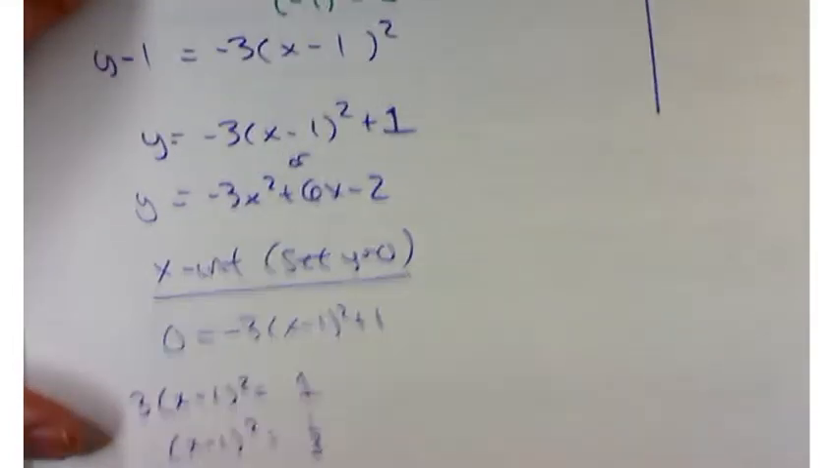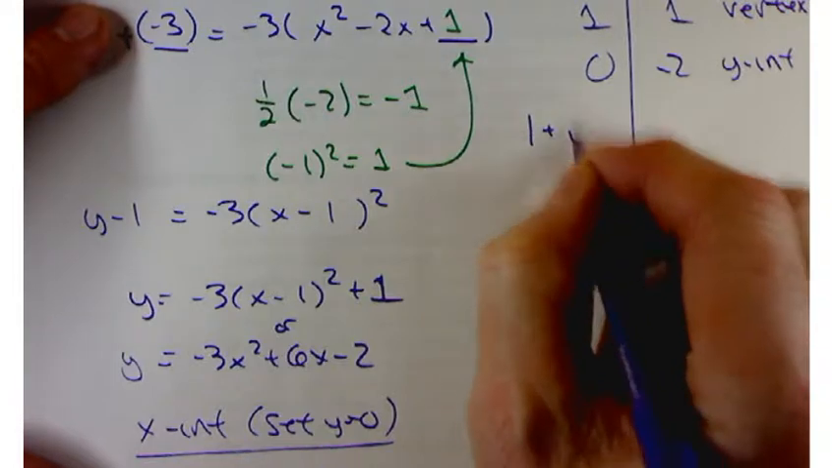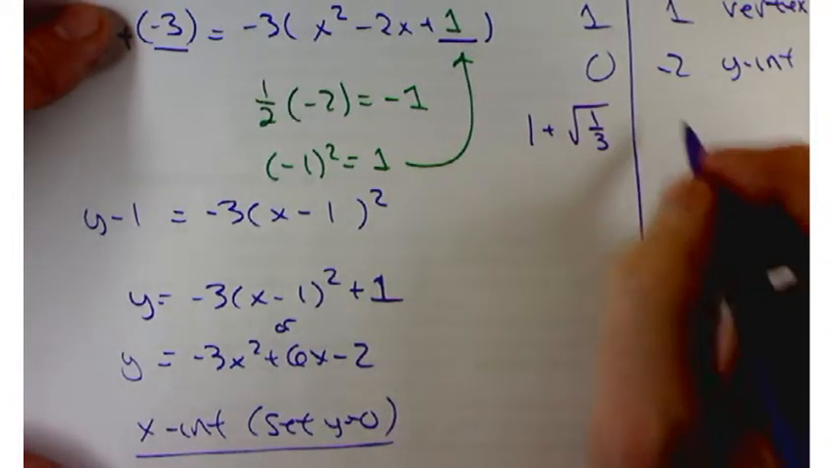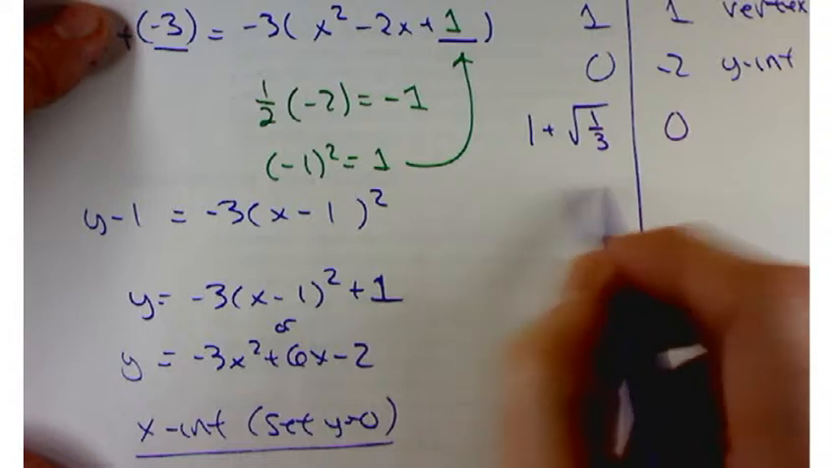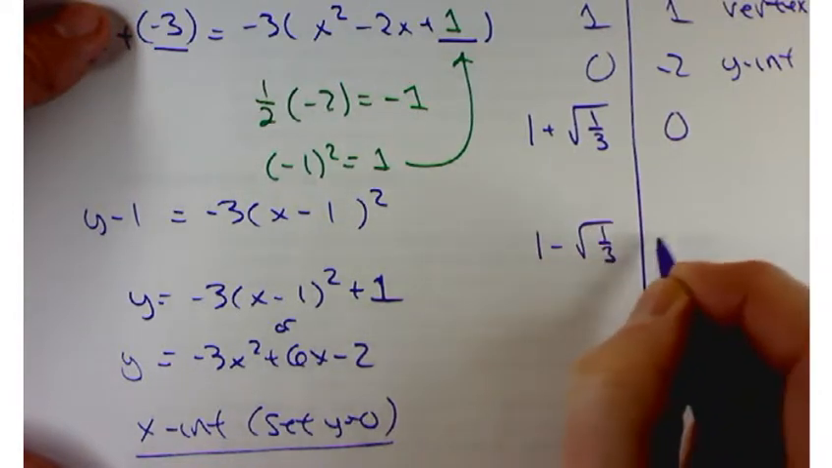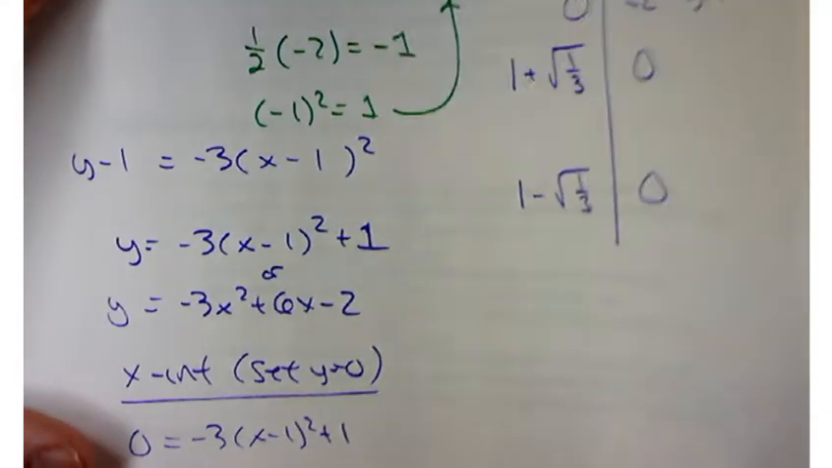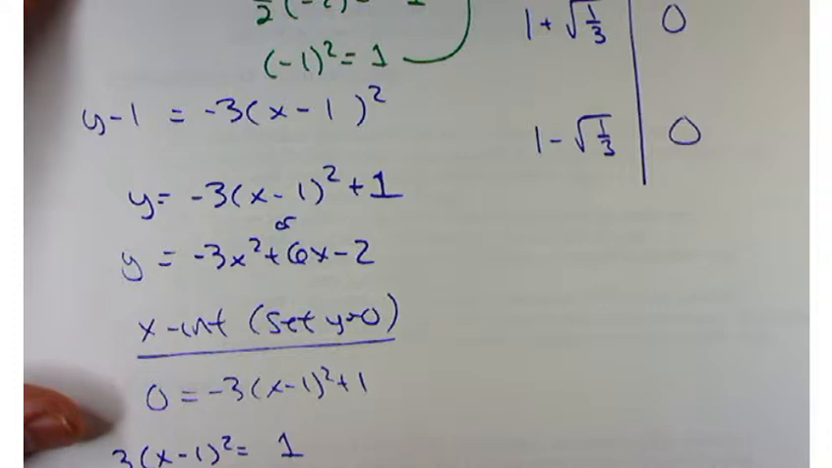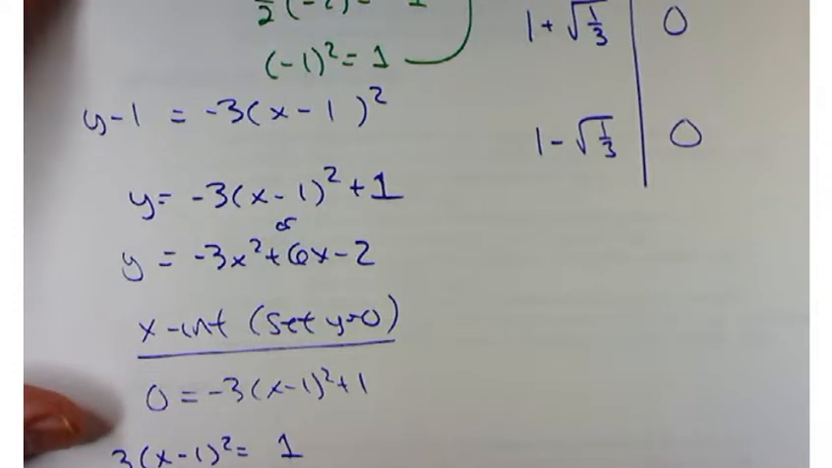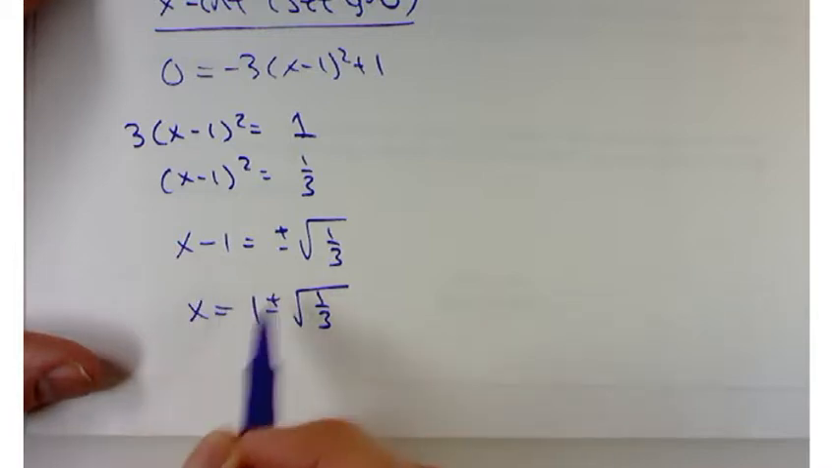Let me put those on my little t-table, but leave a little space. I'm going to write 1 plus the square root of 1/3 and 0. Leave some space underneath the x-coordinate, and then 1 minus the square root of 1/3 and 0. No, because when we move the 1 to the right-hand side, it changes sign, so it's positive 1.